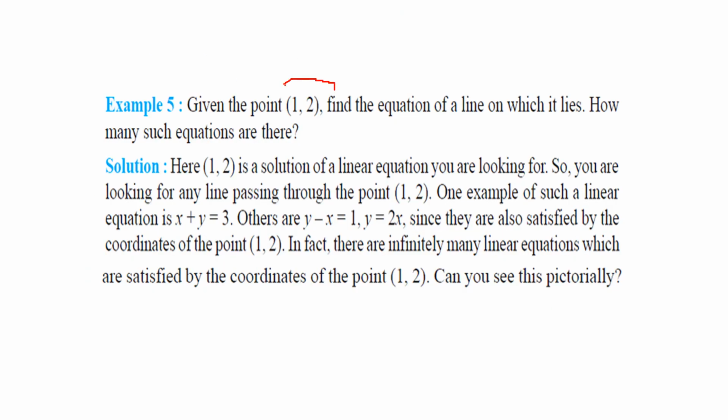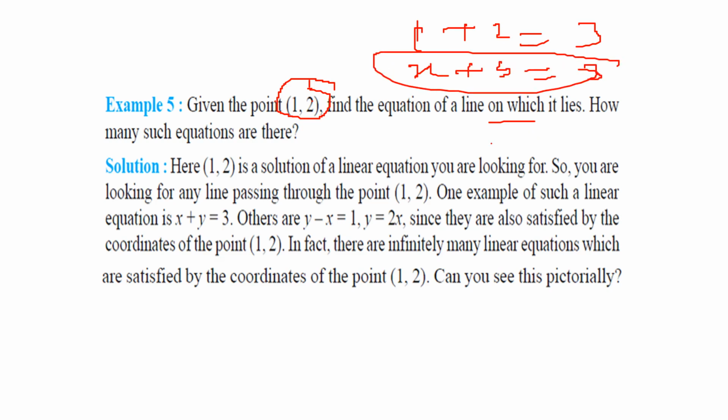Given the point 1, 2, find the equation of a line on which it lies. How many such equations are there, right? So 1 and 2 are given. Just by trial and error, 1 plus 2 is 3. Okay, this is an equation. Take 1 as x and 2 as y. So x plus y equal to 3.